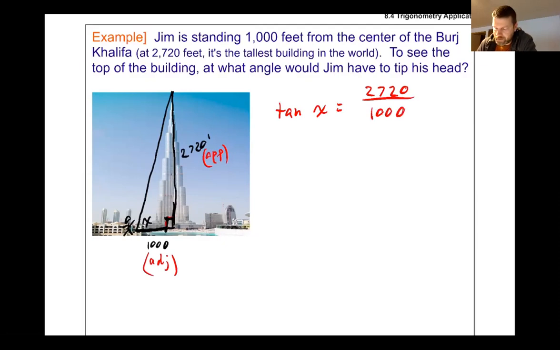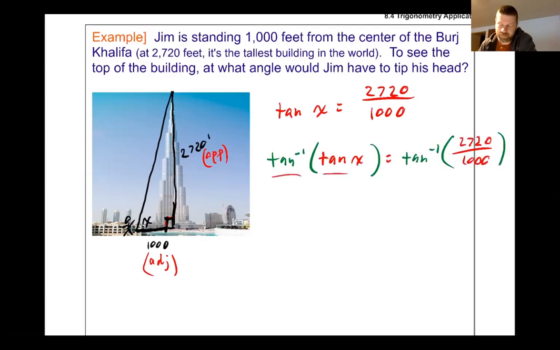All right, well, tangent, I don't want that there. I want to get X by itself, so I need to get rid of the tangent. To get rid of the tangent, you do the tangent inverse. So if I do the tangent inverse of both sides, well, the tangent inverse of the tangent, those undo each other. We get X by itself. The tangent inverse of that, that's something you can just put in your calculator. 69.8 degrees.